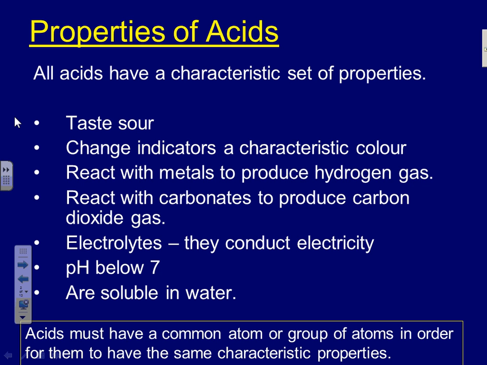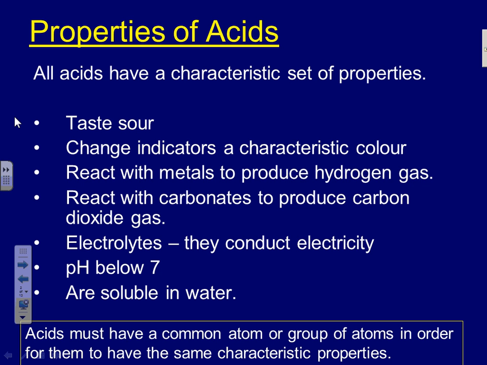So all acids have a characteristic set of properties. They taste sour. I'm sure you've all tasted various types of acids. Vinegar is a prime example of an acid that I'm sure you have tasted, either on French fries or perhaps by itself, or salt and vinegar chips. And things like lemon, right? Again, very sour.